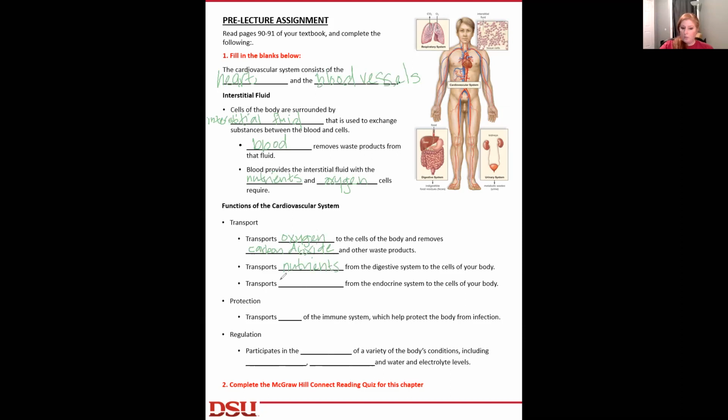And it transports hormones as well. Hormones from the various parts of the endocrine system to all the different cells of the body. Okay, provides protection. It transports cells of the immune system, different types of white blood cells. And it also helps to regulate by participating in homeostasis of a variety of the body's conditions, including the temperature and our pH balance.